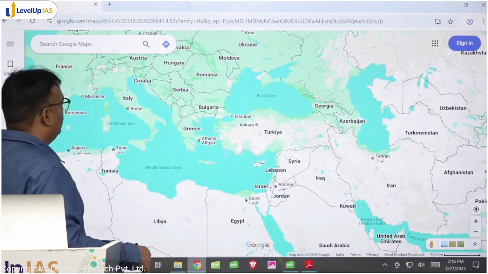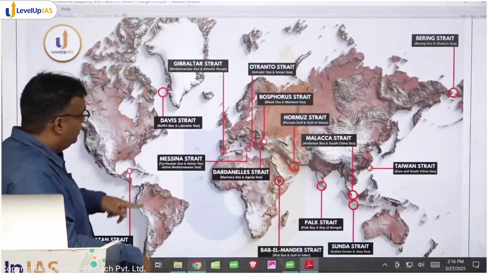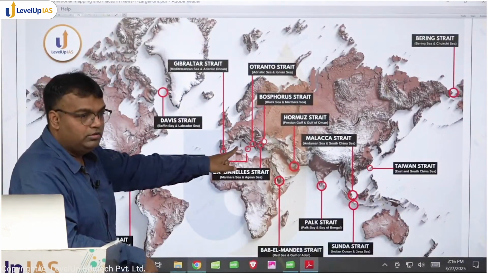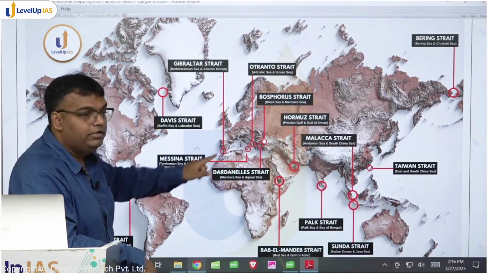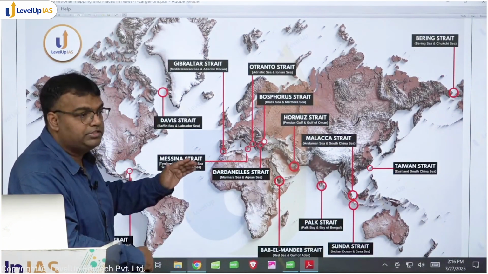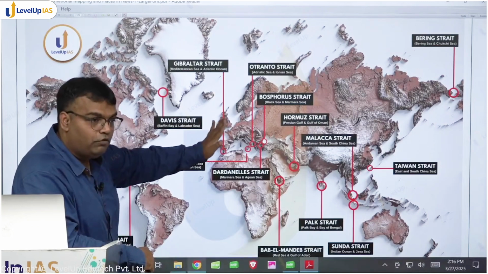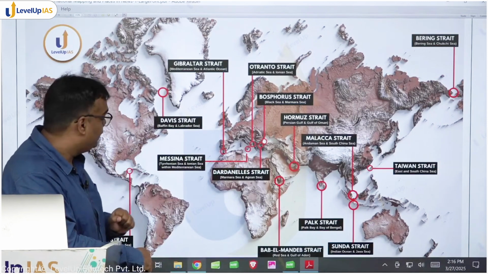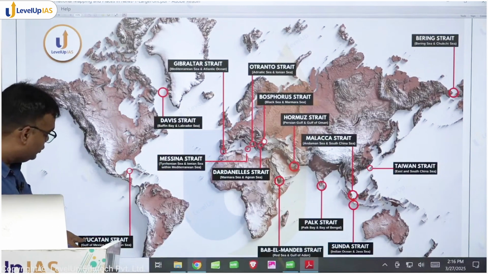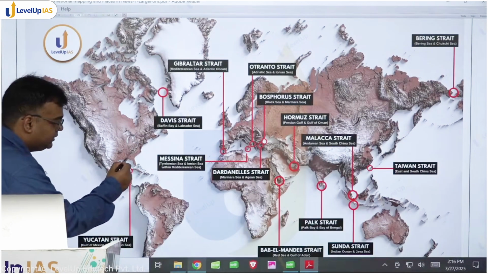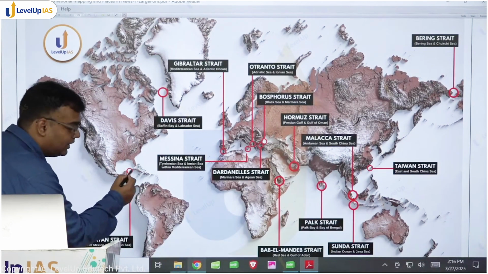This is Otranto Strait. Then Atlantic Ocean, this is Atlantic Ocean, this is Mediterranean Sea, to connect them we have Gibraltar Strait. This Gibraltar Strait also separates Europe from Africa. Then if you come on this side, there is this Yucatan Strait. Look, this is Gulf of Mexico and this is Caribbean Sea.